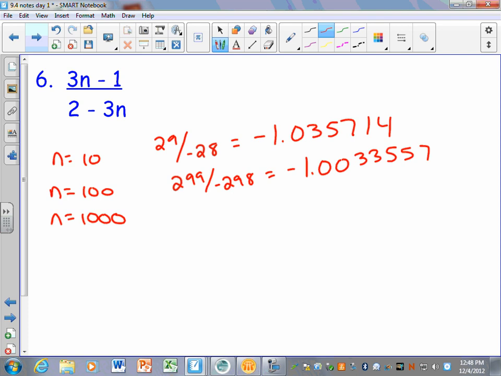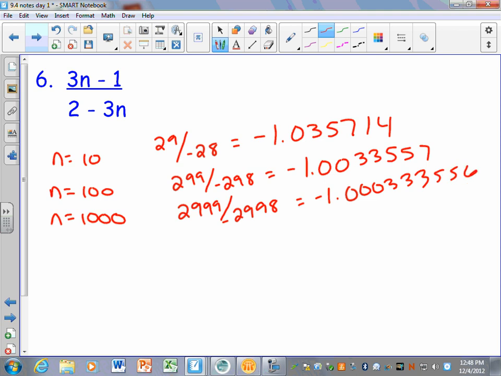And usually, by 1,000, maybe you don't even need to go to 1,000. You're going to be able to see if this is approaching a specific number. We're going to get 2,999 over negative 2,998. And I get negative 1.000333556.